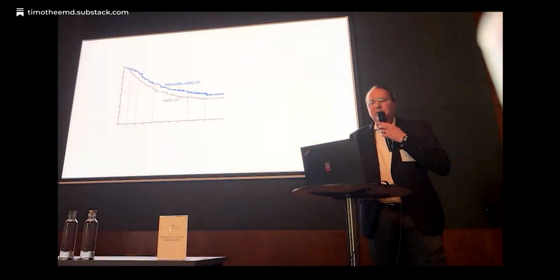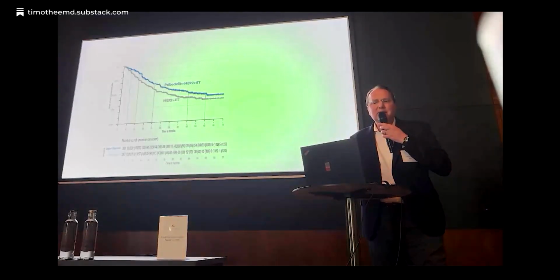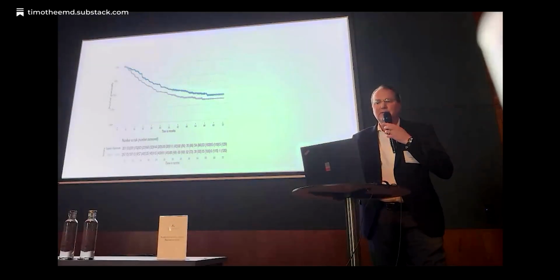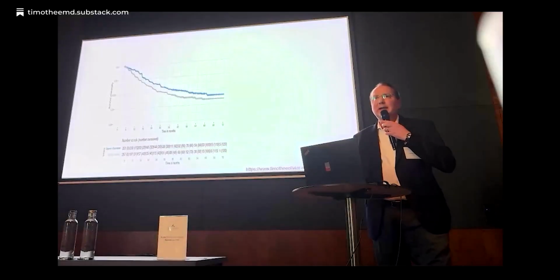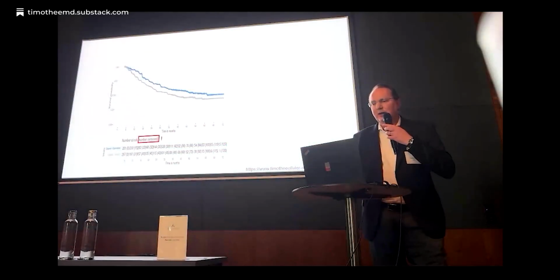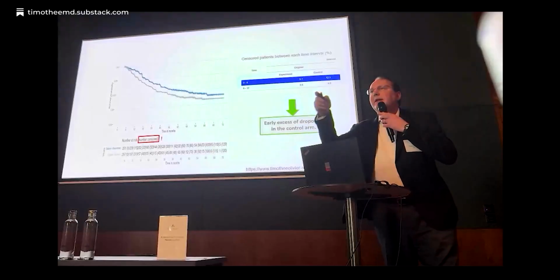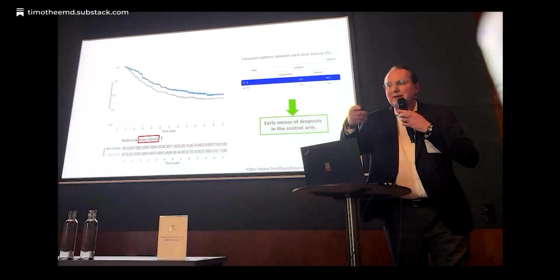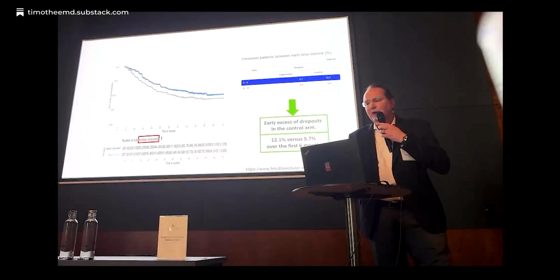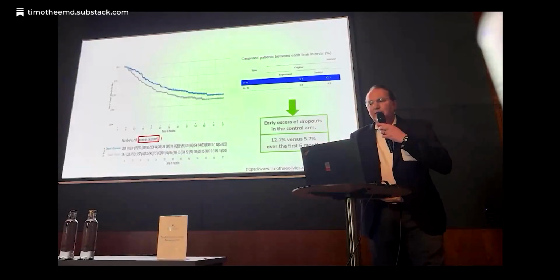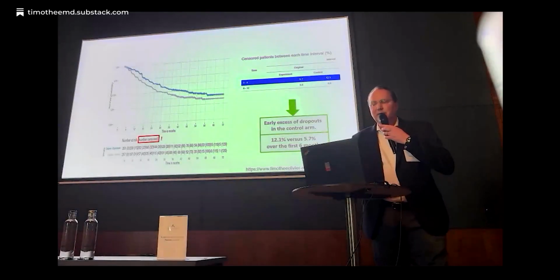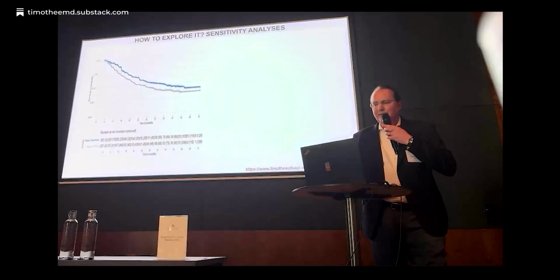So here is the original curve. I just want to show you that the digitalization is pretty good. This is superimposition. This is what I get with the application. Now we have the number of censored patients, and as we can see, there is an early excess of dropouts in the control arm, but not just the first patients that did not even start the treatment, but even in the first 6 months, with 12.1% versus 5.7%, which is pretty significant.